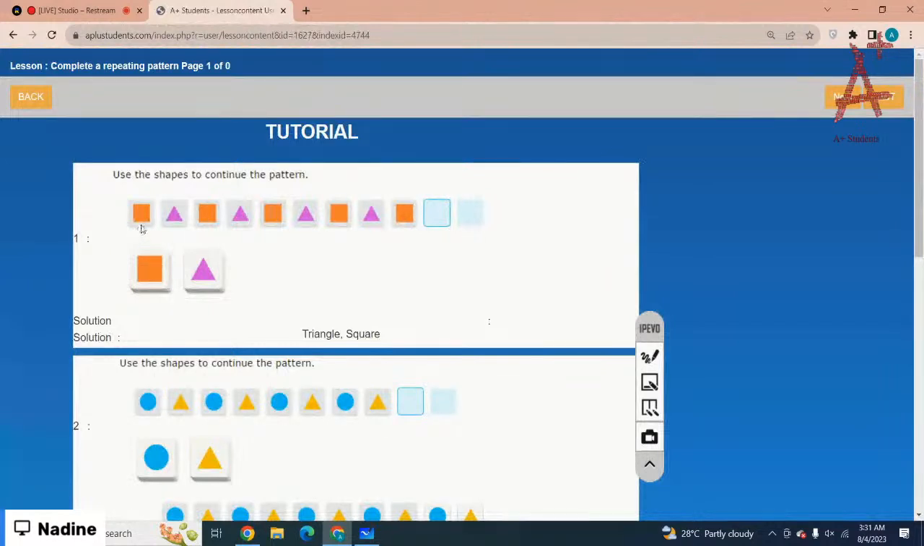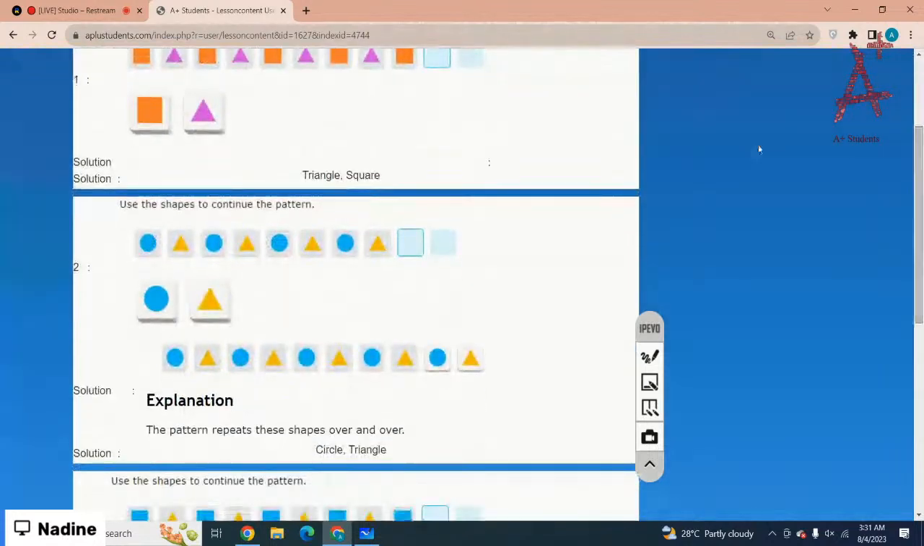You just have to look for the pattern, right? The pattern starts with square, and right after a square you have a triangle, right? You can see here you have a square. That means the next one would be a triangle and then a square, right? Okay, you have circle, then a triangle, right? So right after a circle you have a triangle. So here you have a triangle. That means the next one would be a circle and then a triangle.